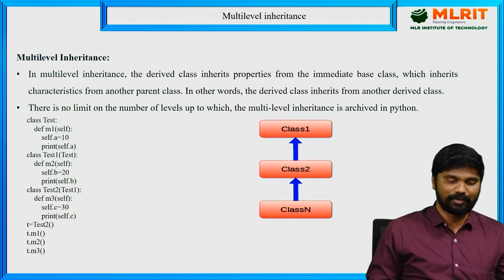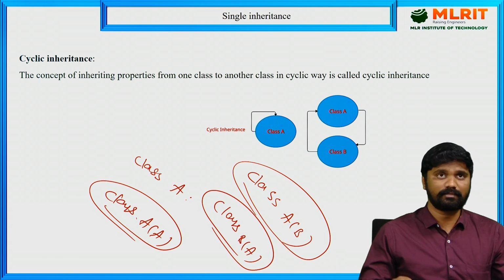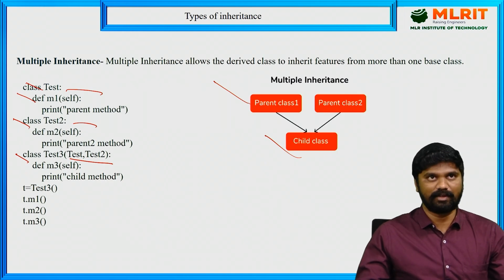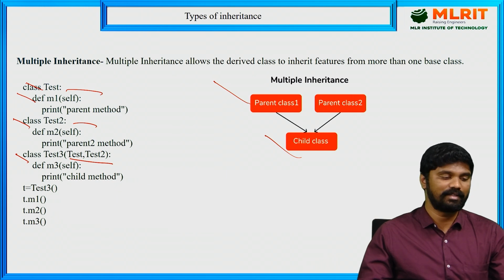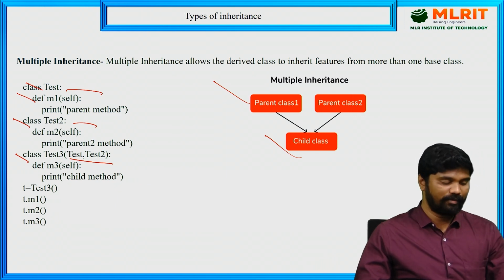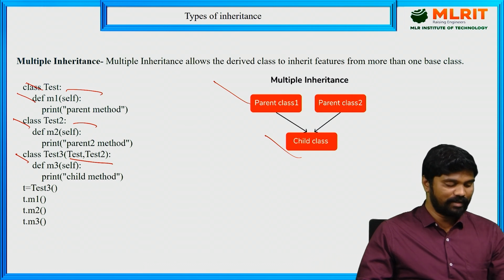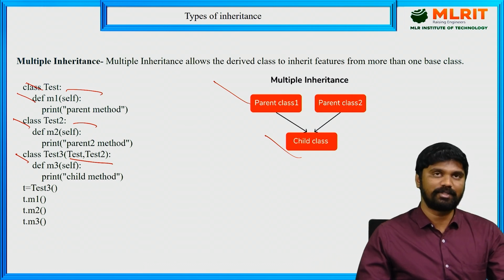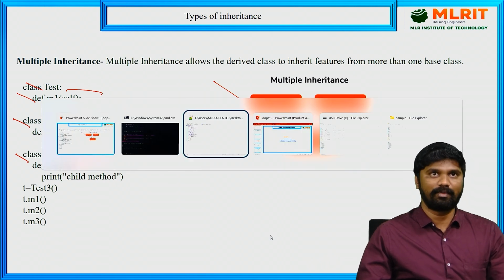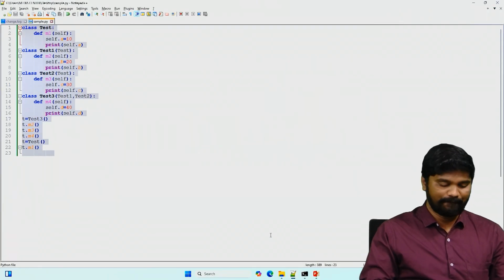Okay, so this is about single inheritance. And coming to multiple inheritance, one important thing here: in multiple inheritance, there is one problem we have to face. What is multiple inheritance? Two parent classes, one child class. So through this, what is the problem we will face here?